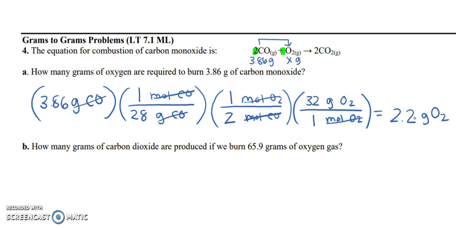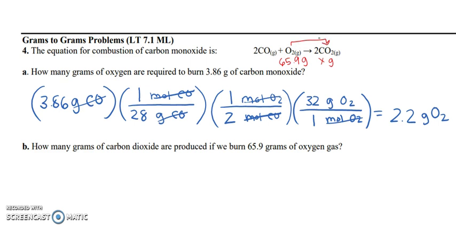For 4b, how many grams of carbon dioxide are produced if we burn 65.9 grams of oxygen? So I'm going to set up my bottom here with different numbers. Now I'm starting with 65.9 grams of oxygen. And I want to know how many grams of carbon dioxide are produced. So now I know I'm going from O2 into CO2.